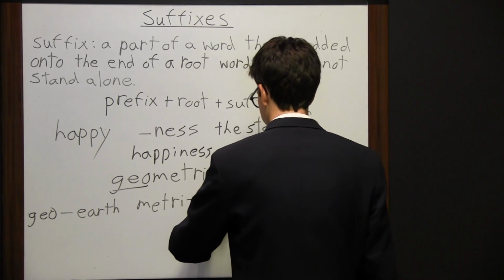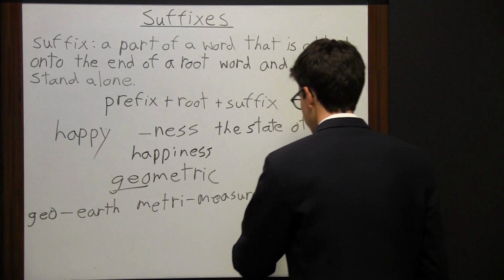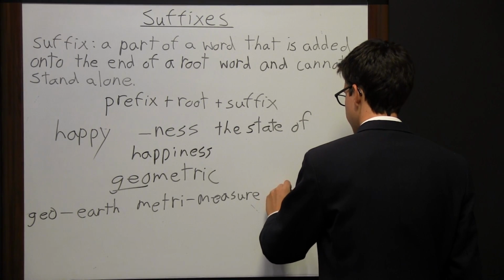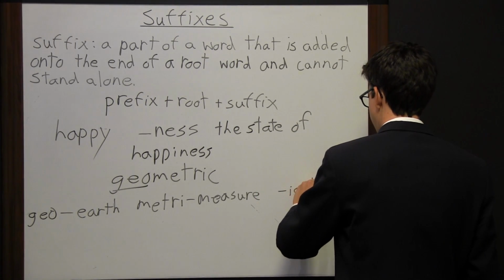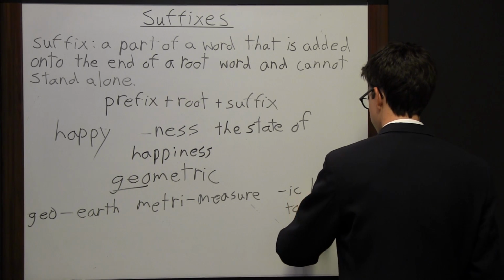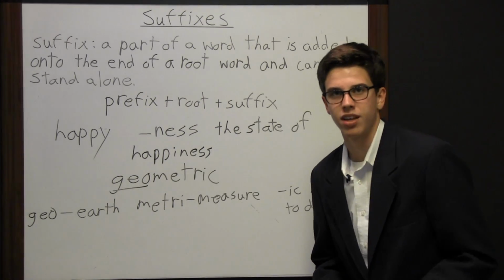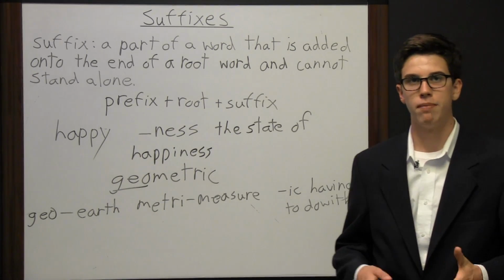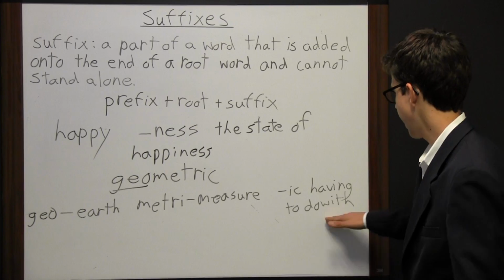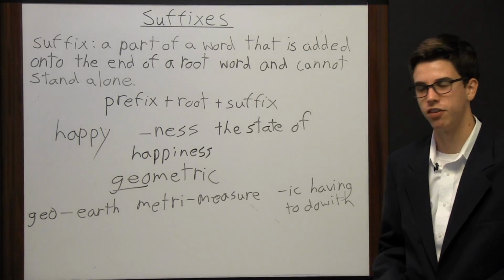It's kind of similar to the word meter. And then we have the suffix IC, which means having to do with. So we can come up with a definition here that means having to do with measuring the earth, because we have these definitions of the parts of the word, so we combine it into one approximate definition.